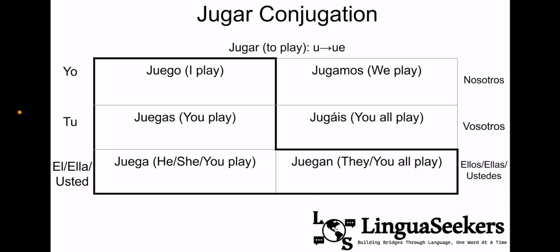Nosotros jugamos, we play. Vosotros jugáis, you all informal play. And ellos, ellas, ustedes juegan. They masculine, they feminine, and you all formal play. Again, we see the stem change only apply in the boot that's highlighted on the screen, and the nosotros and vosotros forms remain the same.